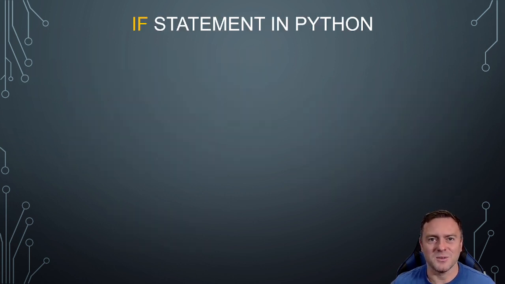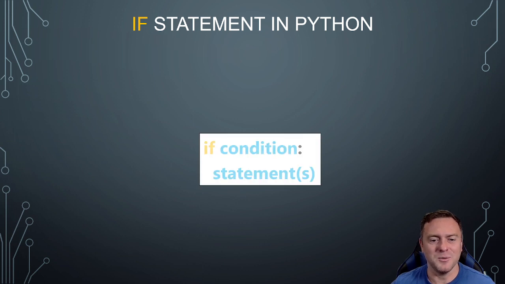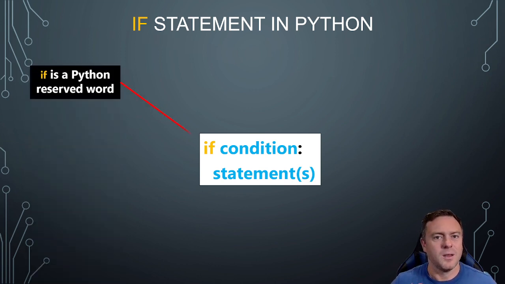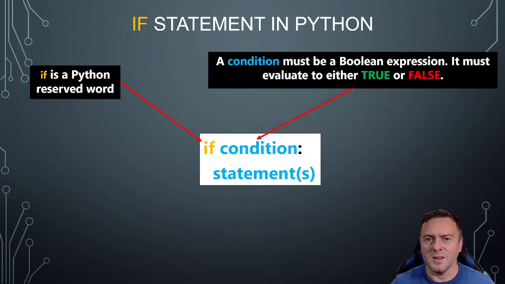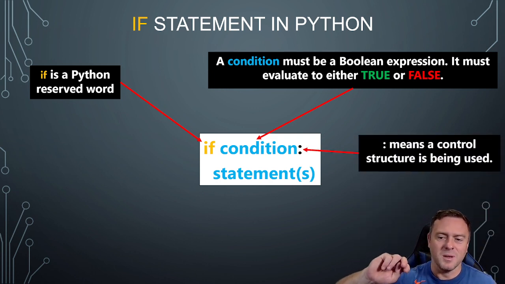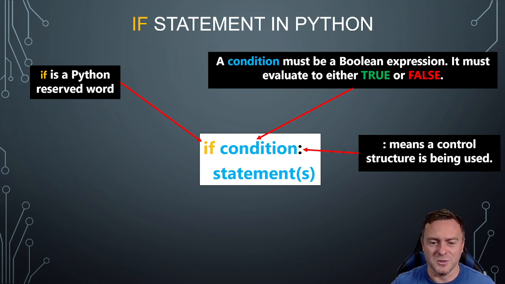So the way that this looks in Python, it's really simple: you basically have if, and then you check a condition. So you check a variable using those Boolean statements that we looked at before. And then if that's true, you execute everything that's indented underneath it. So if is a reserved word, it's one of those holy words of Python. The condition that we want to evaluate has to be either true or false. And then the snaky bite at the end, or the colon, means that a control structure is being used.